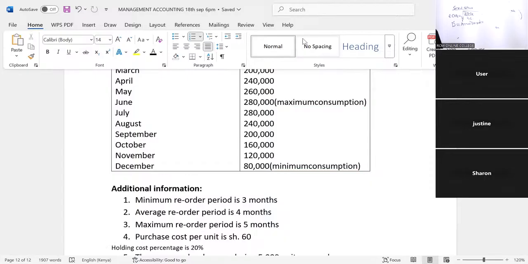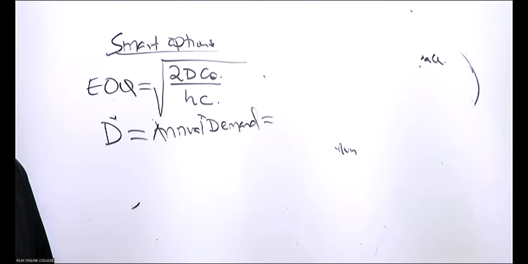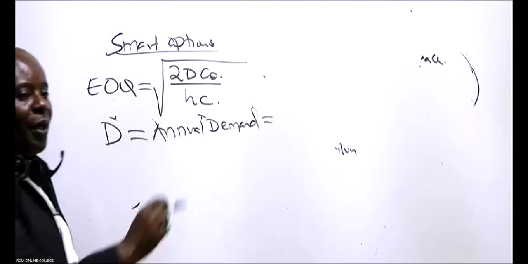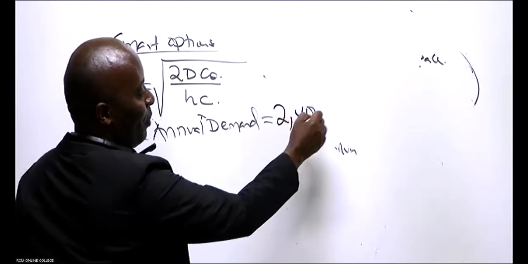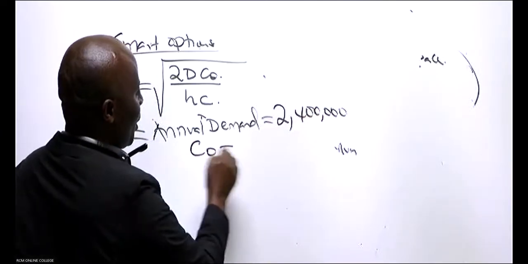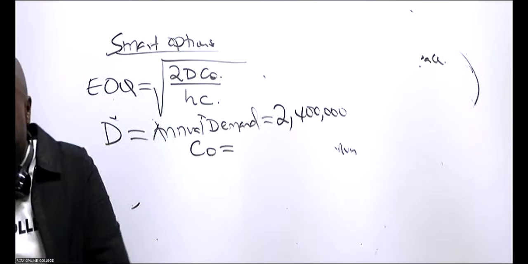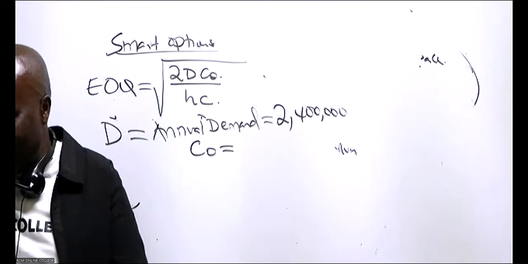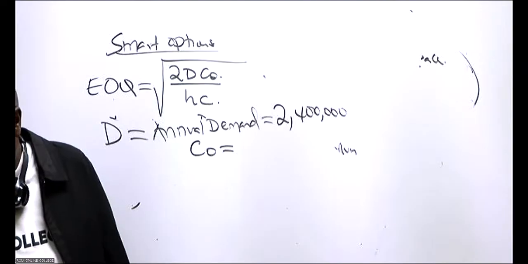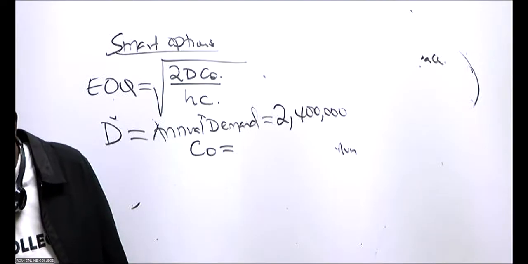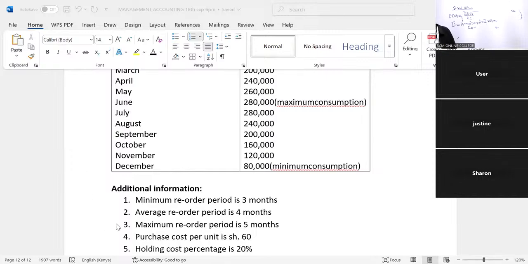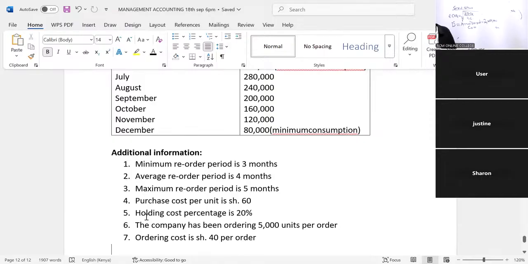So there is a good student here who is telling me, Mwalimu, annual demand, I can remember it. They are telling me that it was 2.4 million. Isn't it? So in this question, have they given me cost per order? Read the notes. Tell me whether you're able to see the cost per order. 40, great, easy. Management accounting is for management accountants, the easiest paper, best paper in CPA. Yeah, note number 7, ordering cost is 40.